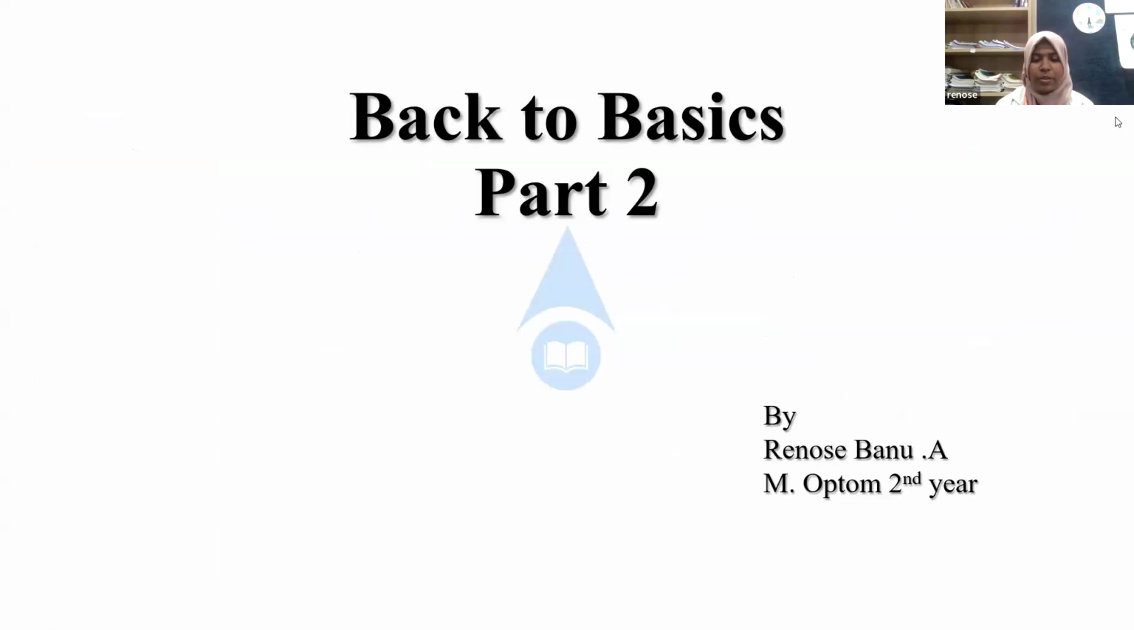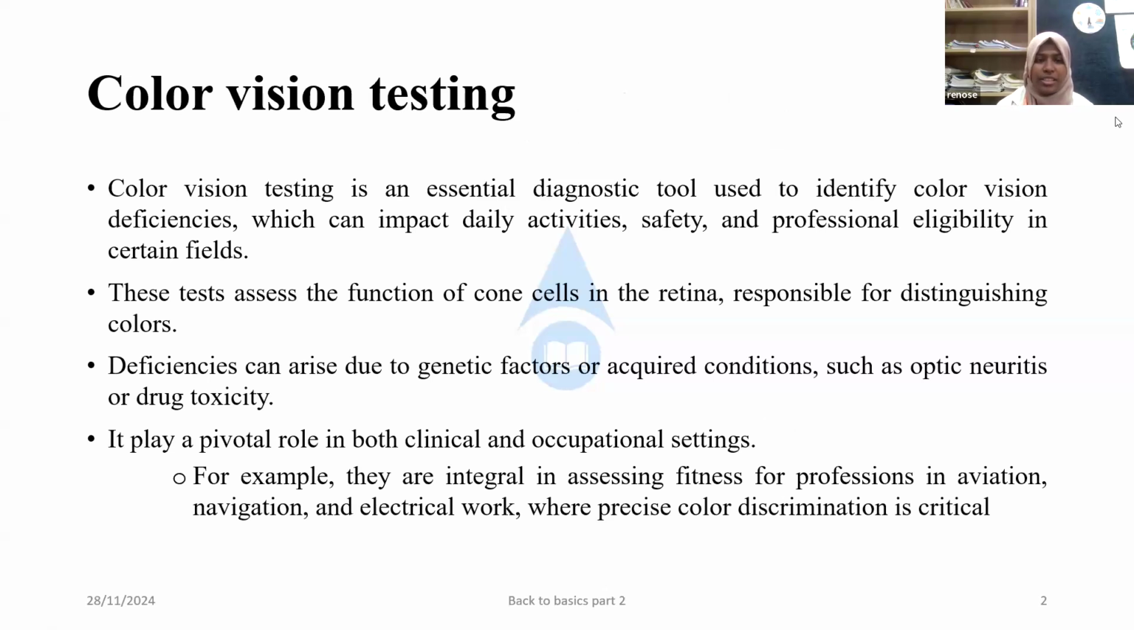Good evening, ma'am. Hi, I'm Renose. My topic is back to basics part 2, color vision testing. Color vision testing is an essential diagnostic tool used to identify color deficiency. It's purely based on the sensory pathway, and we assess the color vision cone cells in the retina.